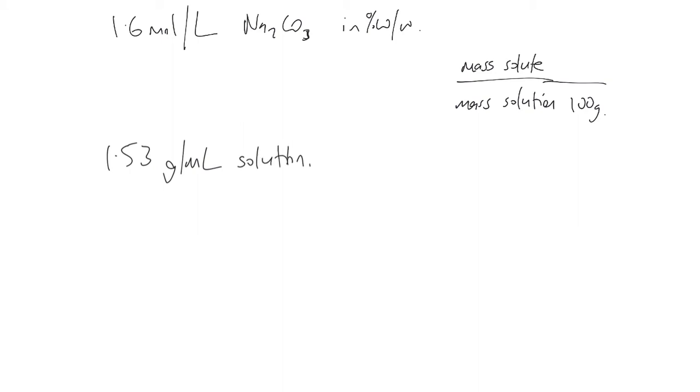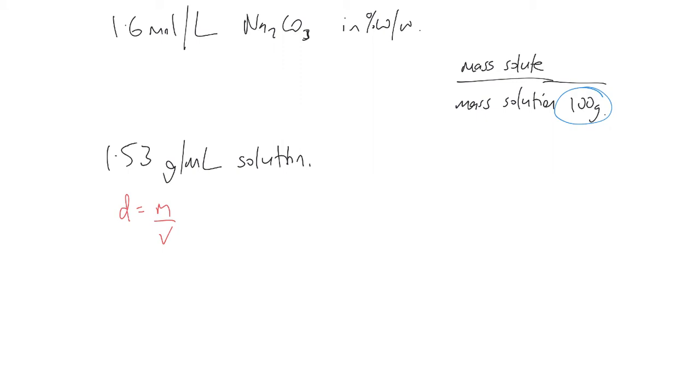So now we have to get 100 grams. So we need to work out how many mils is 100 grams. So we need to know that density is equal to mass over volume. I want a specific mass. Does that make sense? I want a specific mass, 100 grams. So how do I do that?